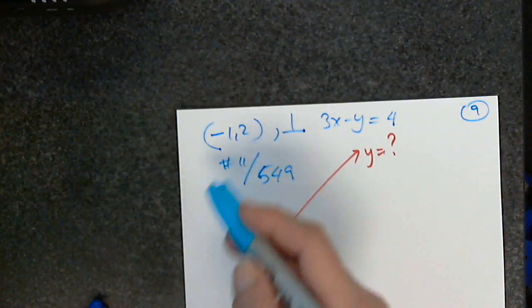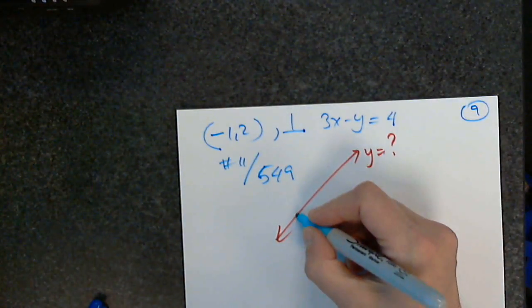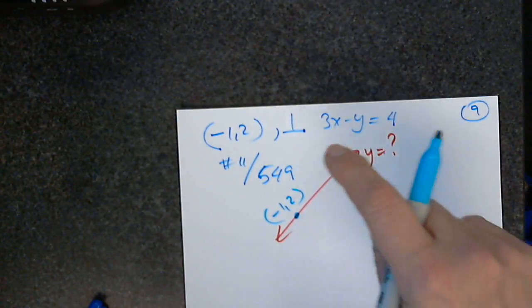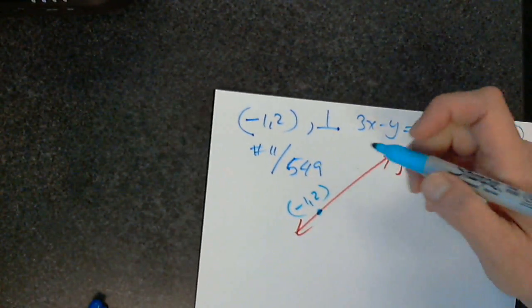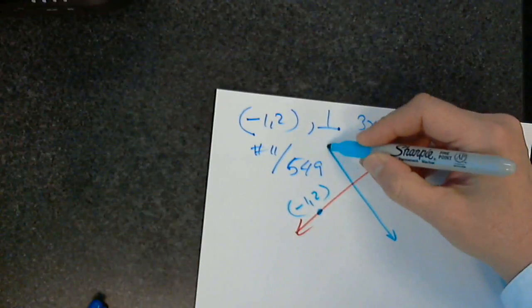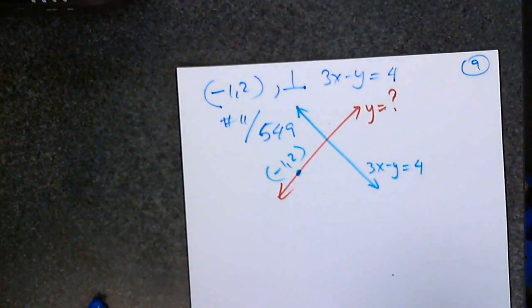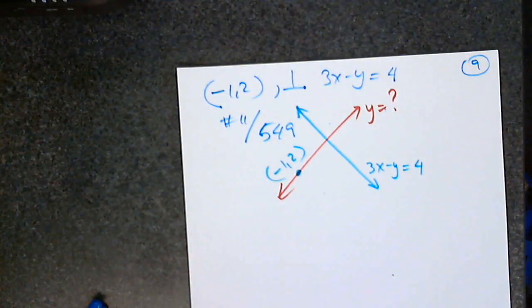One is that it passes through this point. I don't know, somewhere on the line, I have (-1, 2). And I also know that this line, the red line, is perpendicular to this one, which is 3x - y = 4. Perpendicular means 4 90-degree angles. So now what do I do?